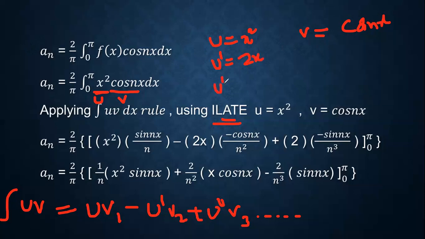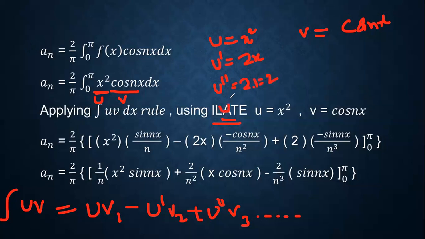Next, we have to differentiate for the next higher order, again with respect to x. So u double dash is equal to 2, where 2 is a constant. Differentiation of x is nothing but 1, and 2 into 1 is nothing but 2.